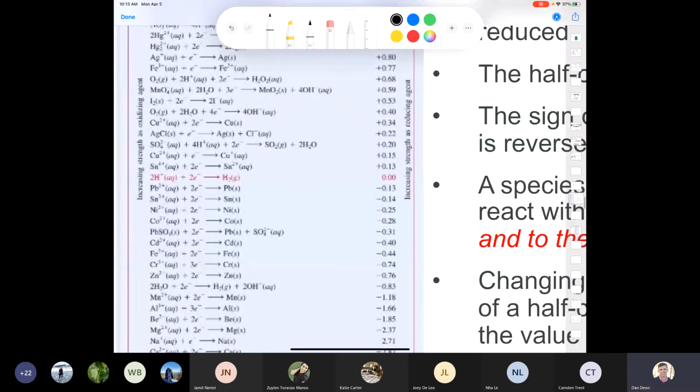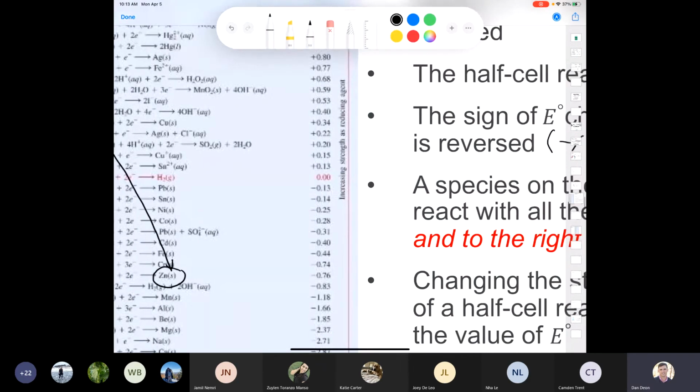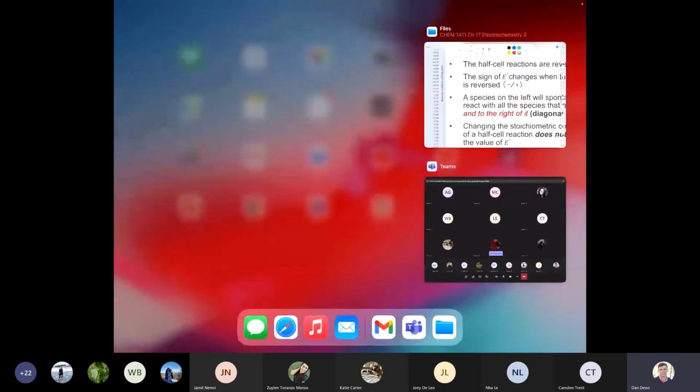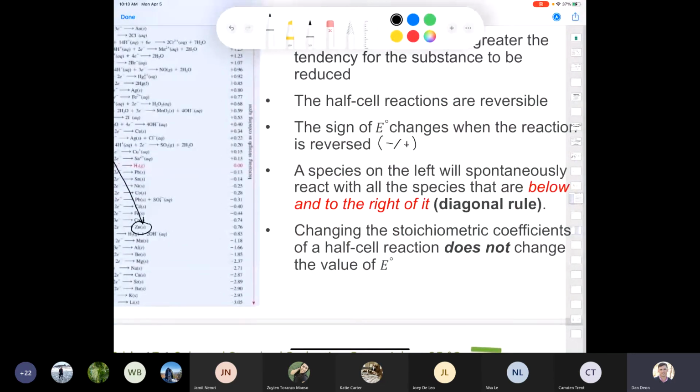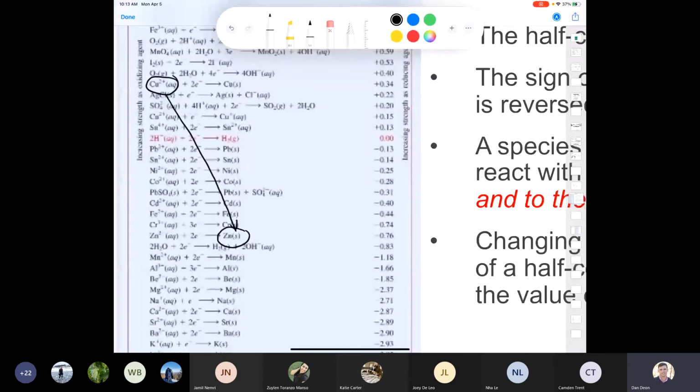Yeah, here's my zinc. There we go. And here's my copper 2+. So here's the diagonal rule, like that. Let's follow it again. A species on the left will spontaneously react with the species below it and to the right. We know that the copper 2+ ions react spontaneously with the solid zinc.